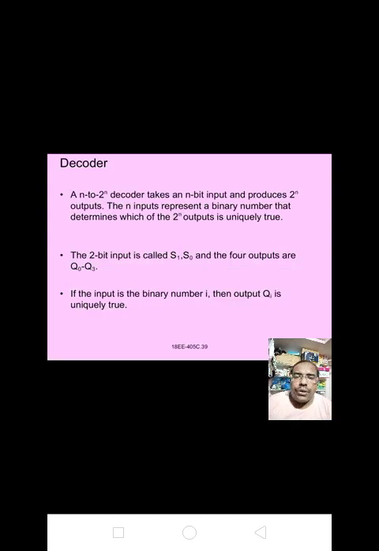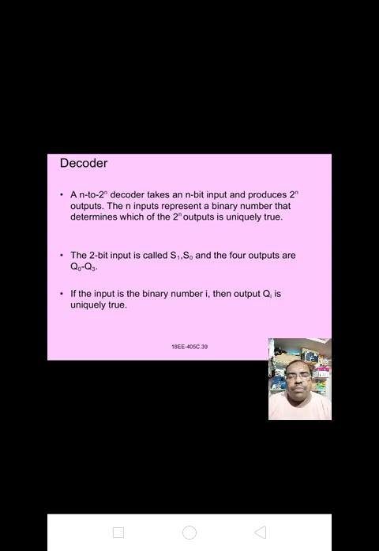Decoder. An n to 2 power n decoder takes an n-bit input and produces 2 power n outputs. The n inputs represent a binary number that determines which of the 2 power n outputs is uniquely true. A 2 to 4 decoder or 3 to 8 decoder takes a 2-bit or 3-bit input and produces 2 power 2 or 2 power 3 outputs.